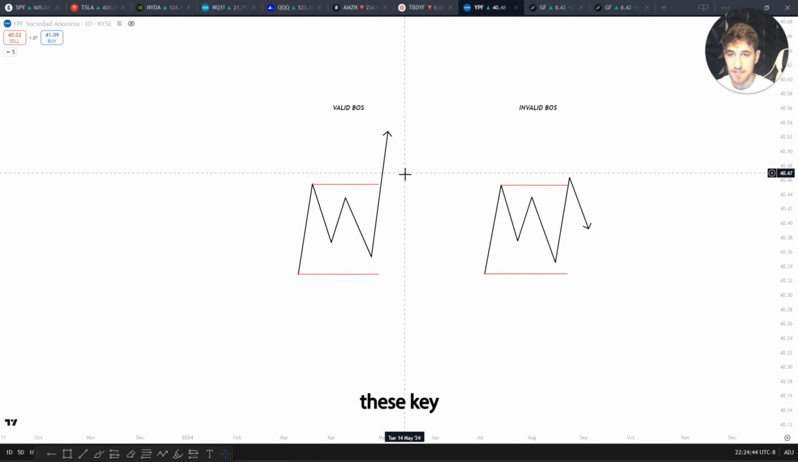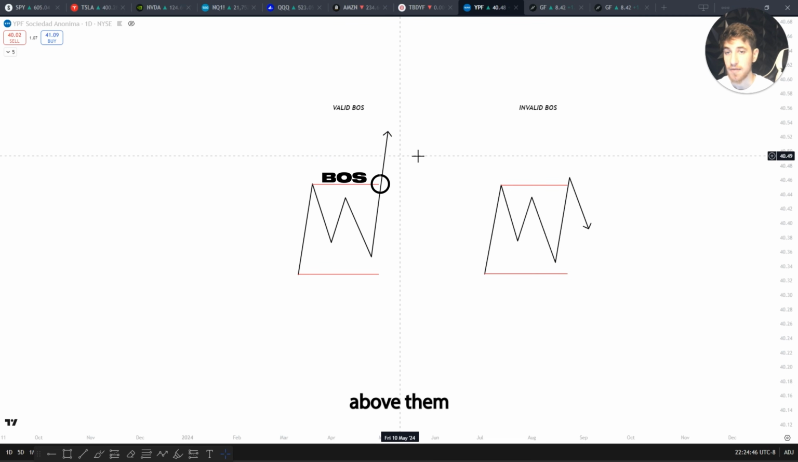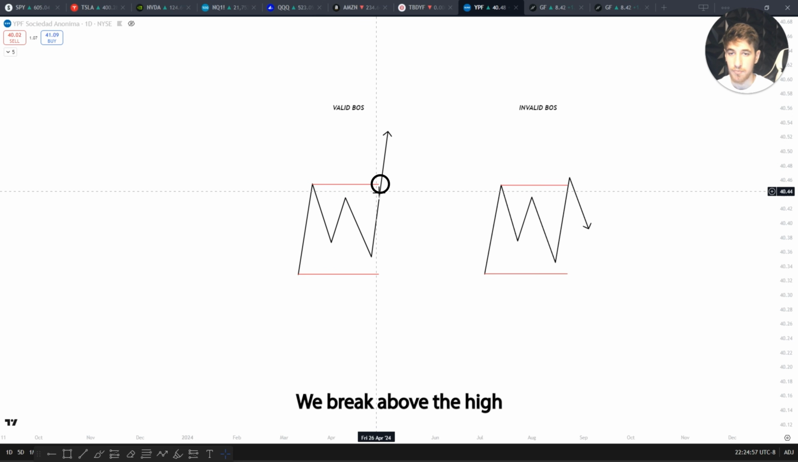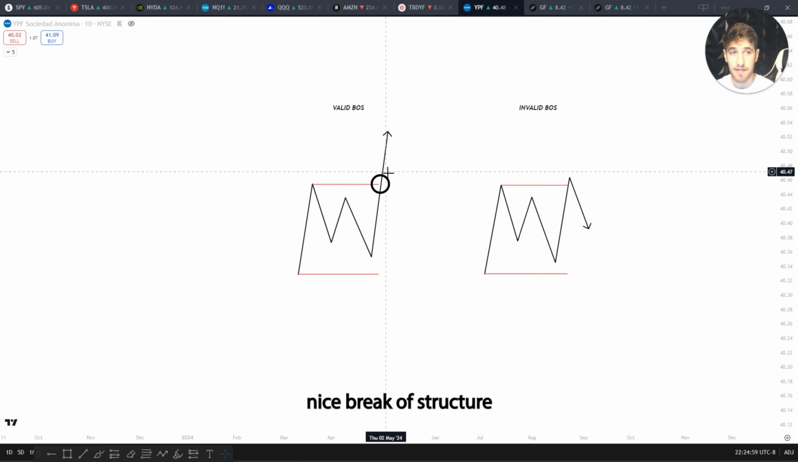What we want to see with these key levels is a break above them, and we don't want to just see any break. We want to make sure that it's a very strong break. For example, in this case, we have a really clean break right here. We break above the high with strength. This is a very nice break of structure. All right, so that's step number 1 right.